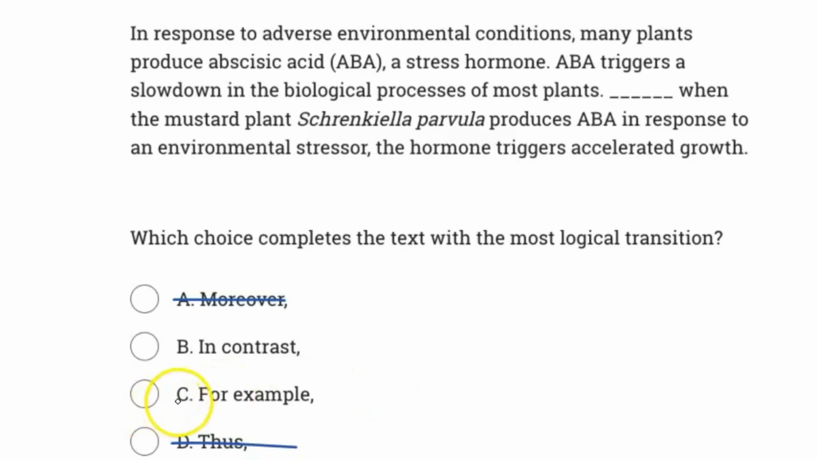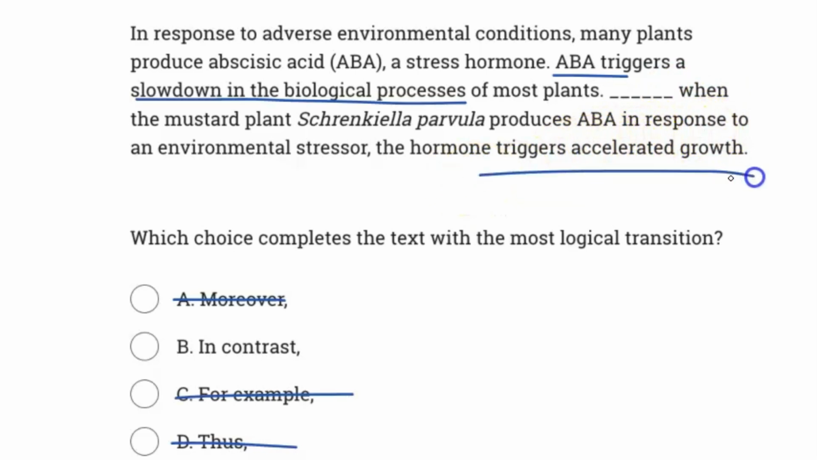I'm also going to eliminate C, for example. Well, that's incorrect because the mustard plant is not an example of the general trend, right? If we actually read in context, we can see that the stress hormone ABA triggers a slowdown in the biological processes of most plants, right? So if we had the for example transition, what we would expect is an example of something that slows down their biological processes as a result of ABA.